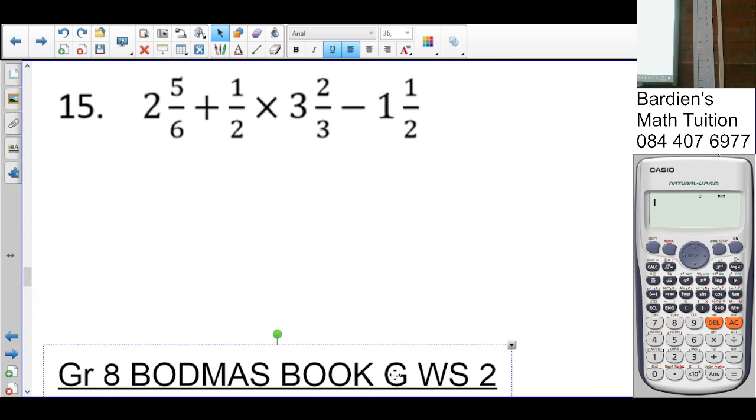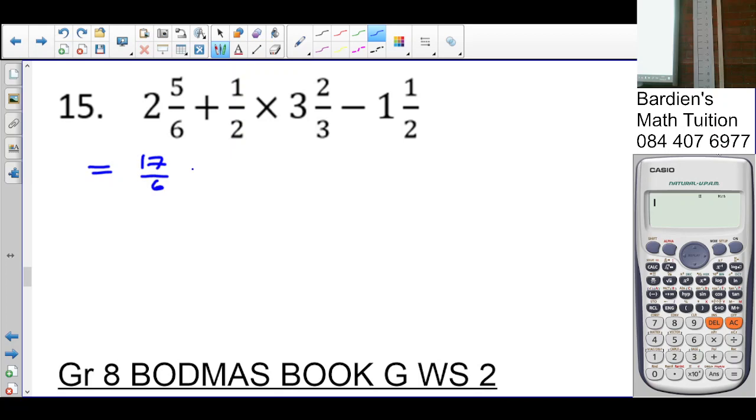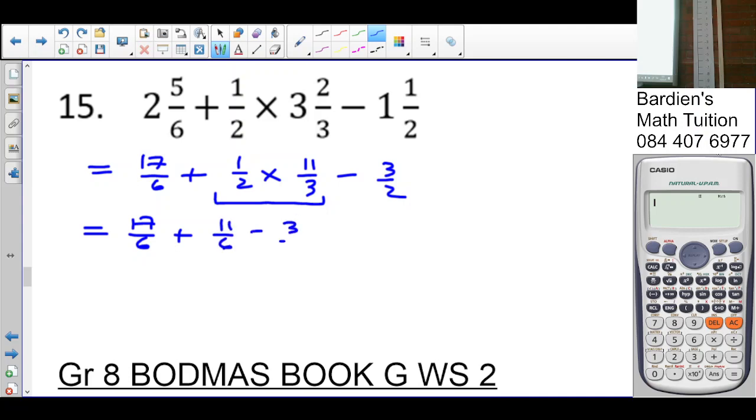So the next sum, what we need to do first? Change to improper. So 6 times 2 is 12 plus 5 is 17 over 6 plus 1 over 2 multiplied by 3 times 3 is 9 plus 2 is 11 over 3 minus 3 over 2. What needs to be done first is the multiplication. So it's 17 over 6 plus. Is there anything that can simplify there? No. So it's 11 over 6 minus 3 over 2.